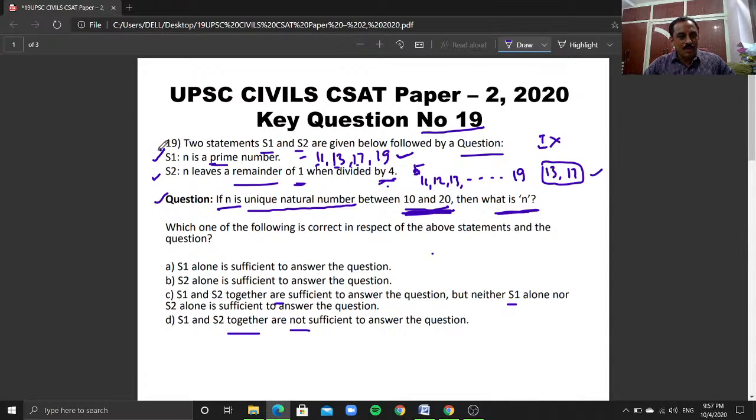Now if you take statement 1 and statement 2, both these statements together, 2 numbers are common, 13 and 17. So statement 1 alone is not sufficient. Statement 2 alone is not sufficient. 1 and 2 together are also not sufficient. So the right answer is: S1 and S2 together are not sufficient to answer the question.